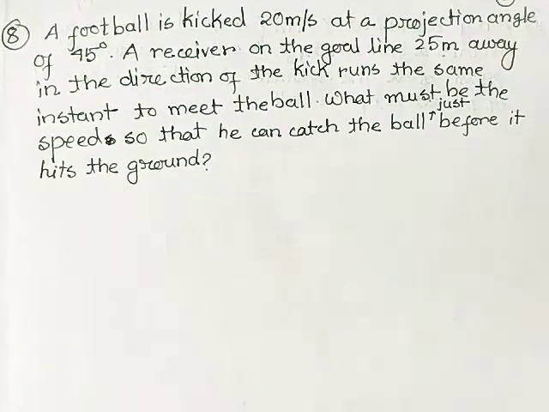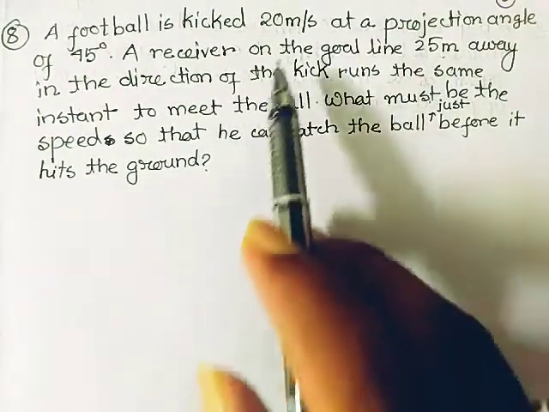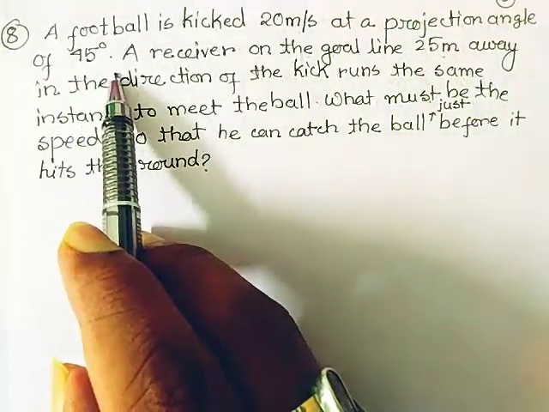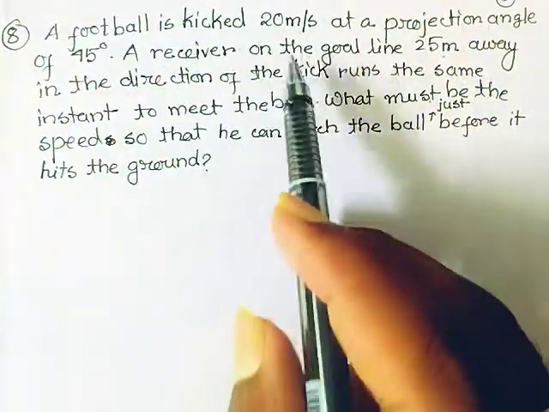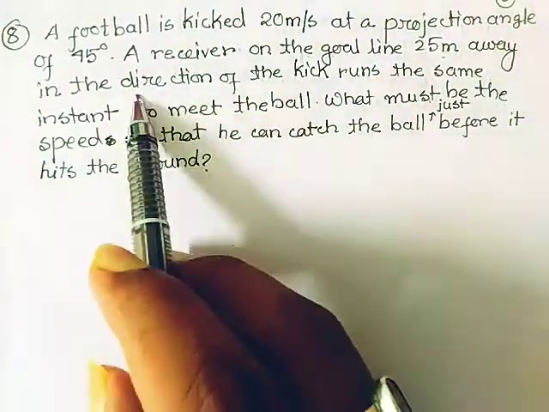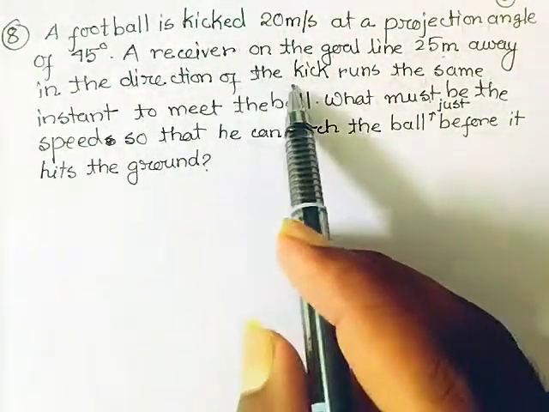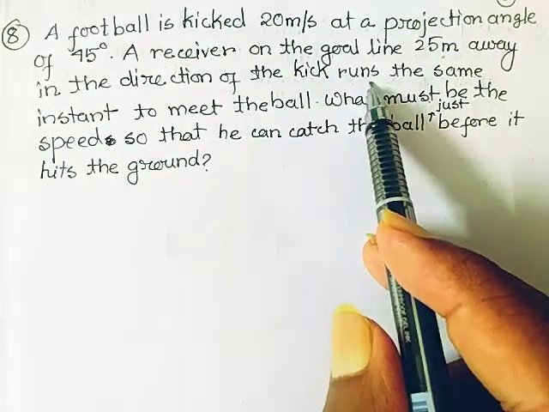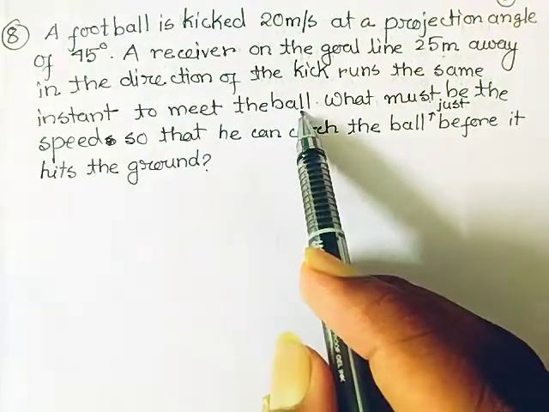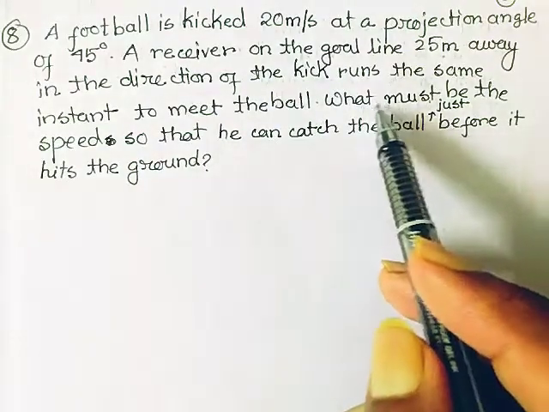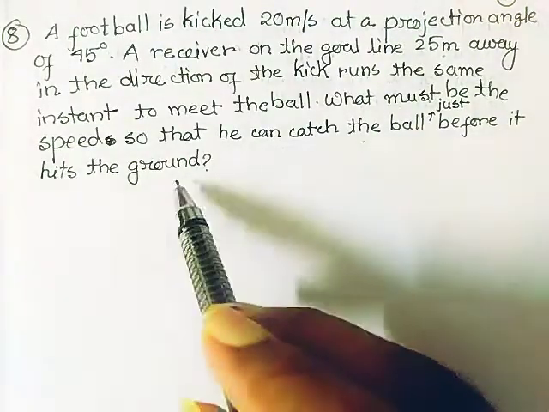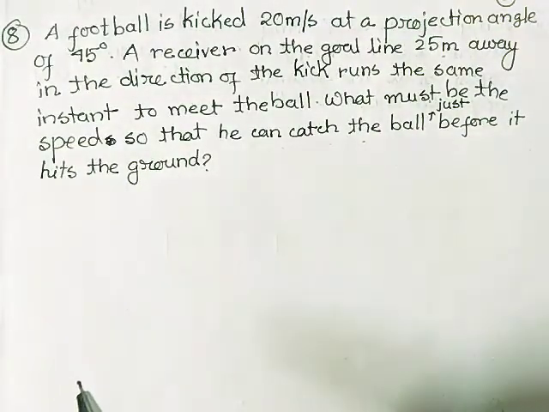A football is kicked at 20 meter per second at a projection angle of 45 degrees. A receiver on the goal line, 25 meter away in the direction of the kick, runs at the same instant to meet the ball. With what speed must he run so that he can catch the ball just before it hits the ground?